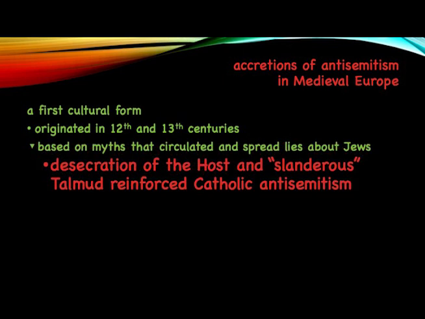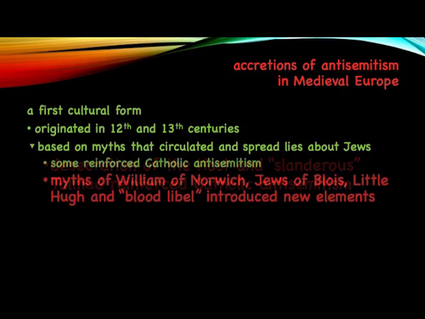Some of these myths, like the desecration of the host and the so-called slanderous Talmud, reinforced the religious anti-Semitism that dated back to the 4th and 5th centuries. Others, like the myths of William of Norwich, the Jews of Blois, Little Hugh, and the so-called blood libel, introduced a new element into European thinking about Jews. They made Jewish men out to be a threat to European patriarchy because Jewish men supposedly preyed on Catholic boys. They played on Catholic worries about the continuation of the male line of descent.